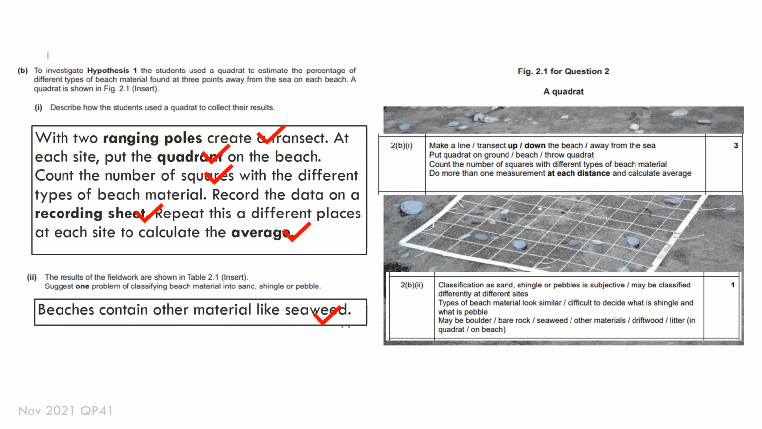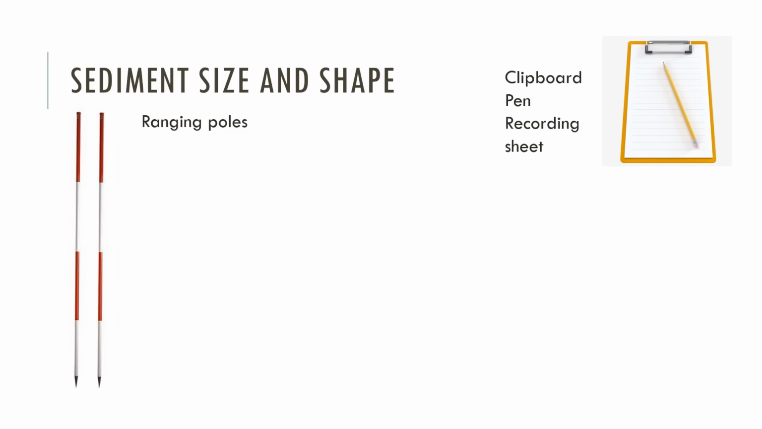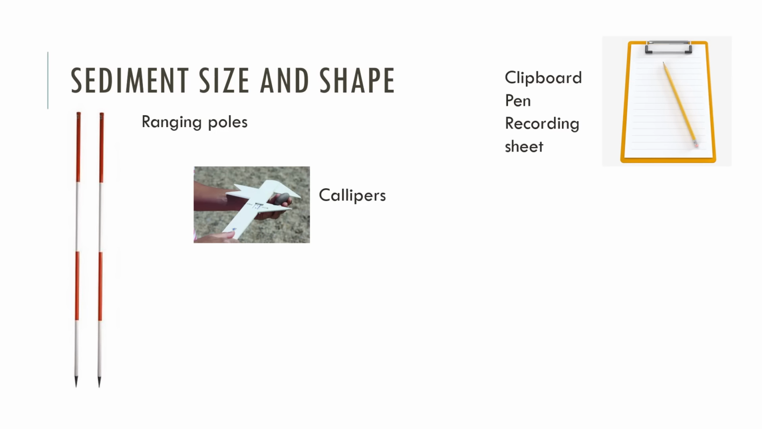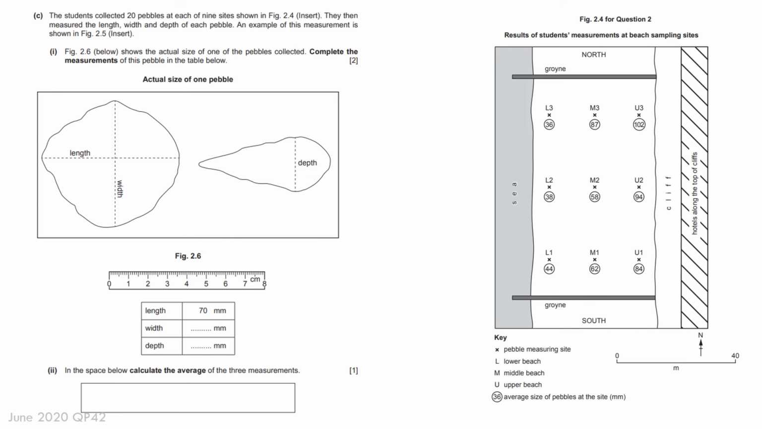Another method is sediment size and shape, and this is very similar to a river investigation. So again, there's a little bit of overlap there. You need some ranging poles, clipboard, pen, recording sheets, some calipers, or you could use a ruler, and a scale of roundness for this. I quite like this question because it shows you how you would select sites for this, beach sampling sites, and also how you go about recording and collecting this data.